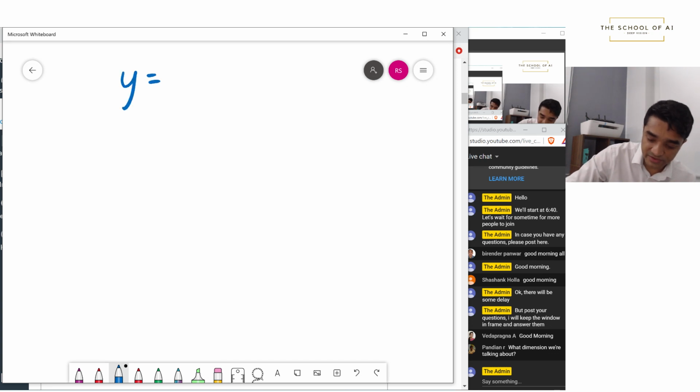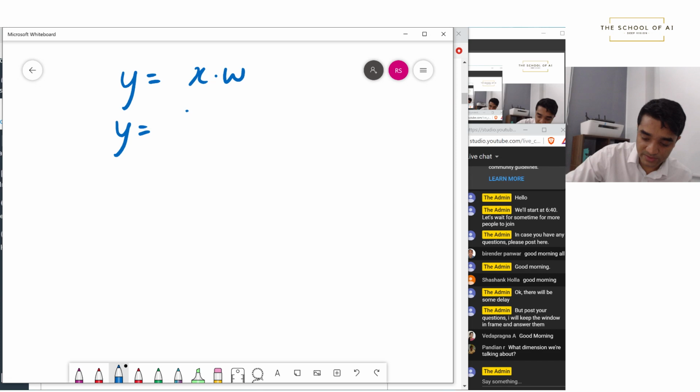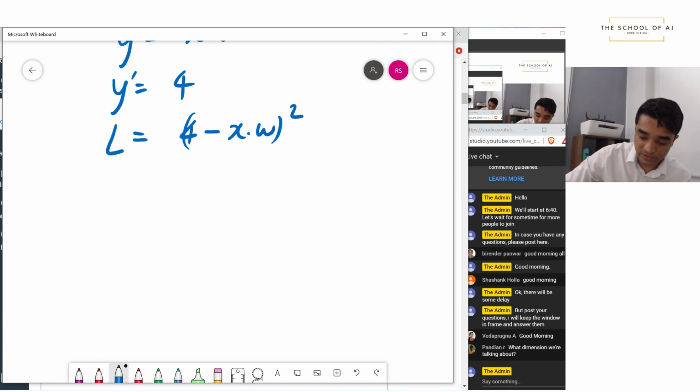Let's say y is equal to x into w, and that's all, right? C we are just not focusing on. Now let us say the y was supposed to be 6. This is what we are interested in. In fact 4 was a better number. We're still going to go for 4. So y dash, which we want to predict, is 4, and w right now is equal to 1. So I'm going to write the whole thing so you realize this. And loss is equal to 4 minus x into w, and let's say this time we are looking at square loss. Okay, so this is what we have.